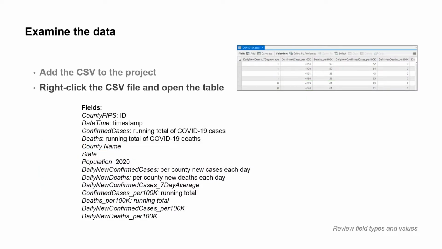The fields in the table include the county FIPS ID field. We have a timestamp, running totals of both confirmed COVID-19 cases and deaths, daily new cases and deaths, and rates represented by the number of cases and deaths per 100,000 people.